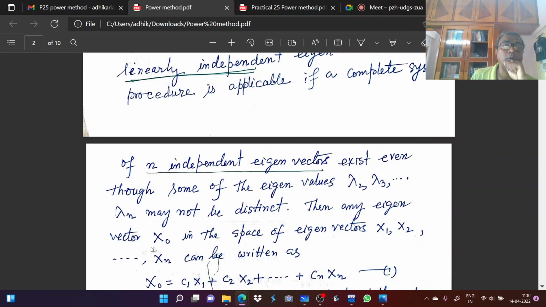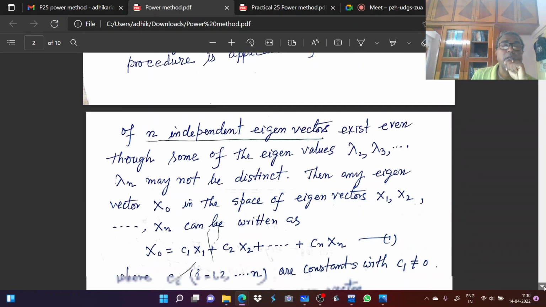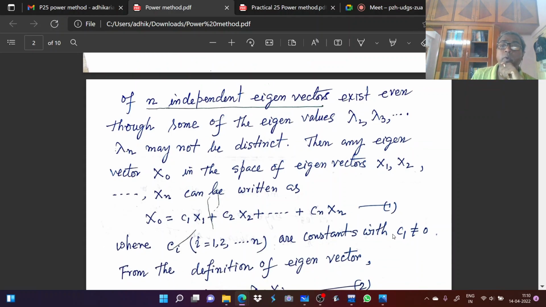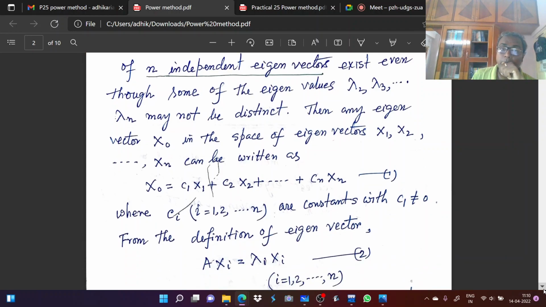Then any vector capital X0 in the vector space spanned by eigenvectors X1, X2, ..., Xn can be written as a linear combination of the eigenvectors: C1 X1 plus C2 X2 plus ... plus Cn Xn, where the Ci's are constants with C1 not equal to 0, corresponding to the numerically largest eigenvalue, and X1 is the eigenvector corresponding to the numerically largest eigenvalue.